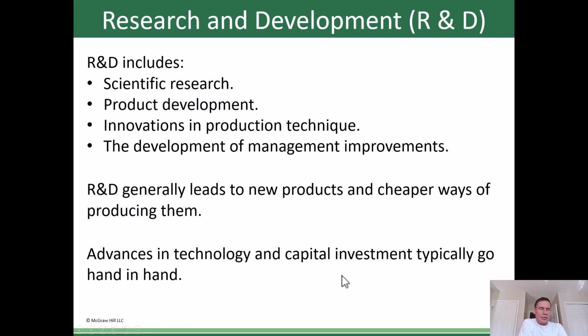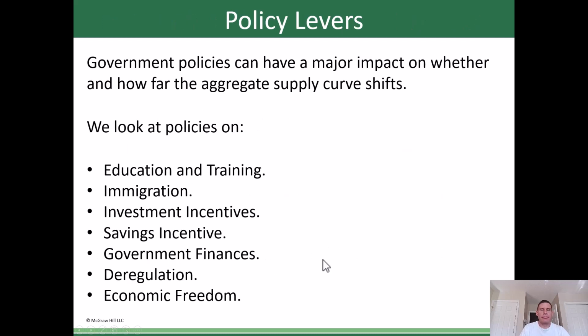Okay, research and development, commonly abbreviated R&D. R&D could include scientific research, product development, innovations in production techniques, the development of management improvements. Obviously that's not an exhaustive list, these are just some of the things. R&D generally leads to new products and cheaper ways of producing them, and of course that takes time. Advances in technology and capital investments will typically go together, hand in hand.